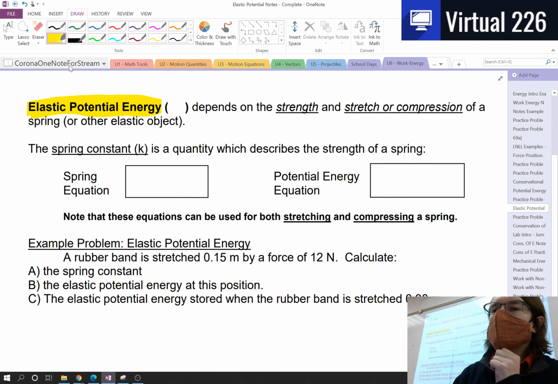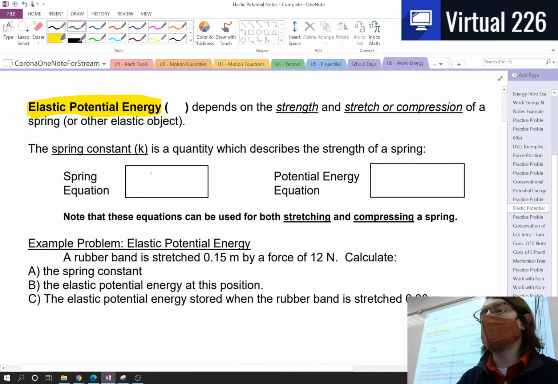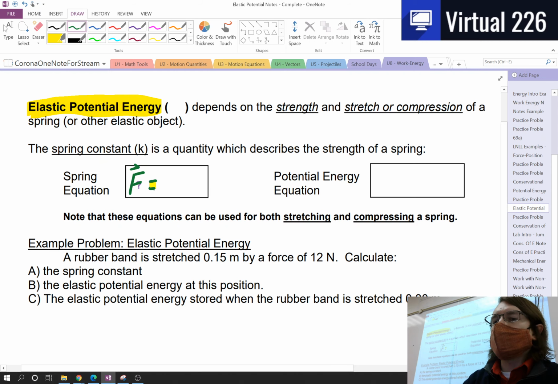One of the equations we learned early in the year, also known as Hooke's law, was the spring equation, where the force to either stretch or contract a spring was equal to this. So it should be equal to this force, and this force equals, for Hooke's law or the spring equation, negative kx.